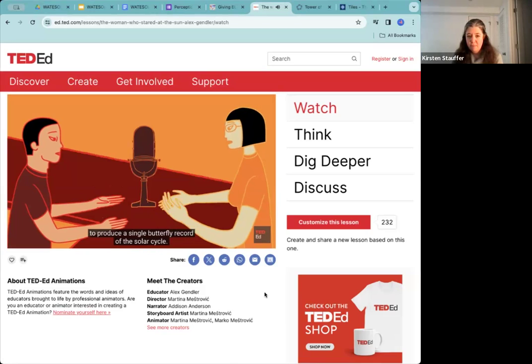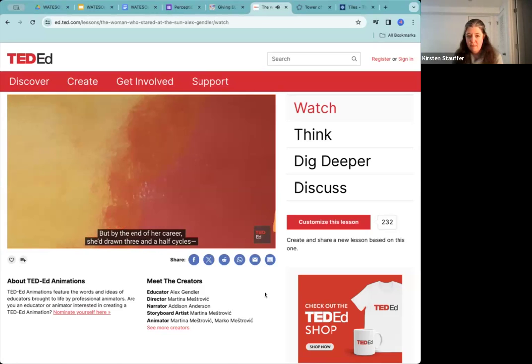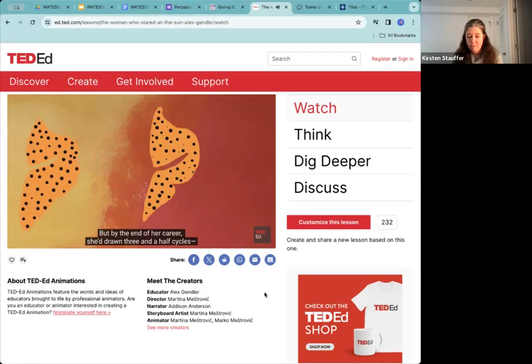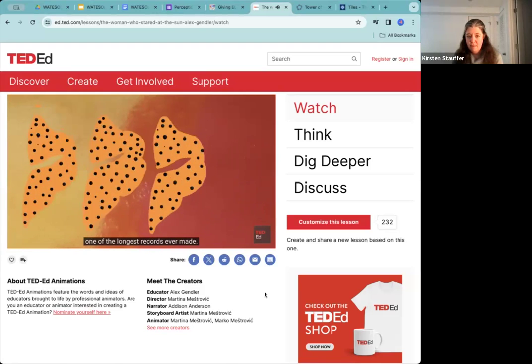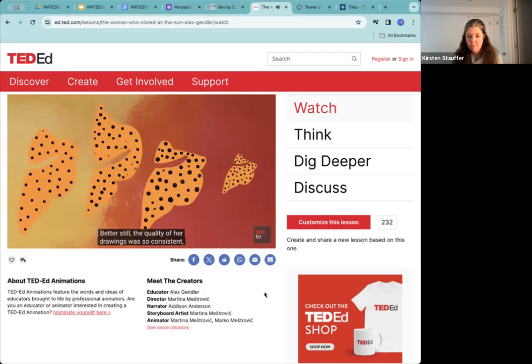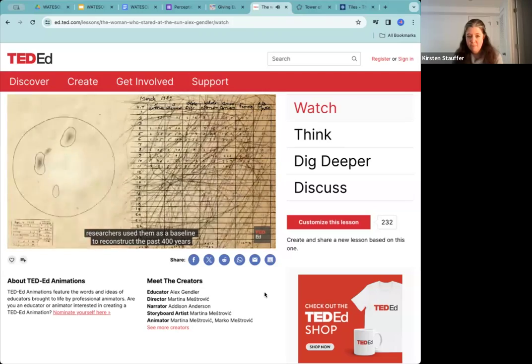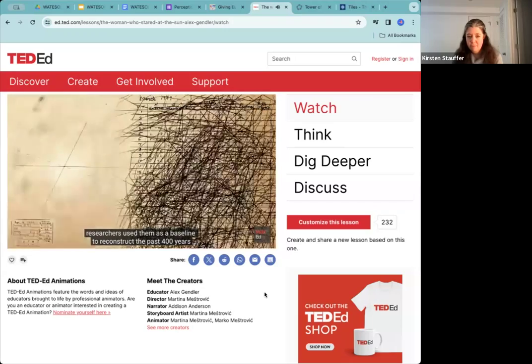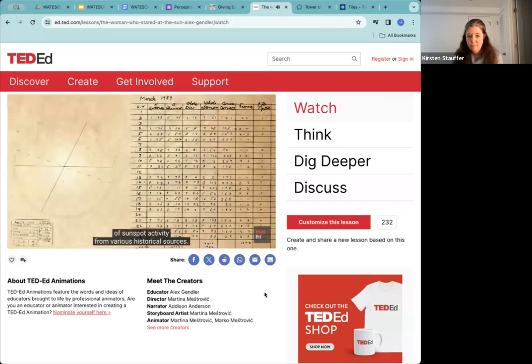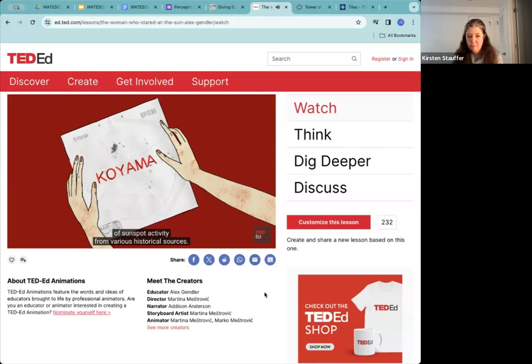a single butterfly record of the solar cycle. But by the end of her career, she'd drawn 3.5 cycles, one of the longest records ever made. Better still, the quality of her drawings was so consistent, researchers used them as a baseline to reconstruct the past 400 years of sunspot activity from various historical sources.